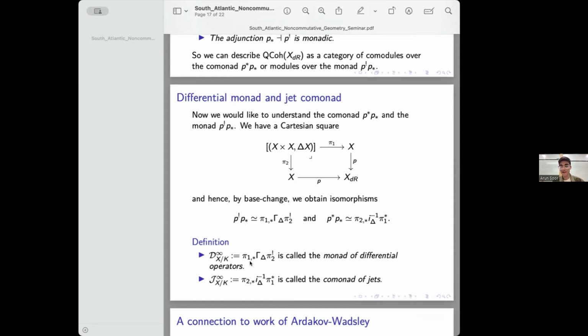So if you think of the definition of Grothendieck differential operators, for instance in algebraic geometry, this gives you back the same, but we're now taking some kind of analytic local cohomology along the diagonal. And then this other comonad, this obtains the structure of a comonad through this isomorphism. And this is called the comonad of jets. So I guess we can describe QCoh of X to Rom as modules over the monad of differential operators or comodules over the comonad of jets.